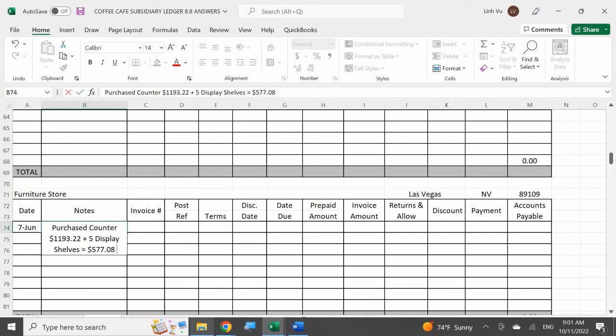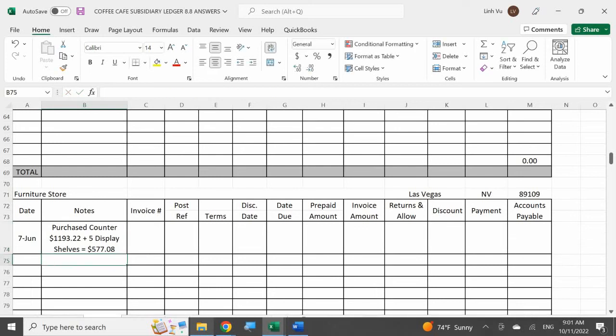Okay, so I'm going to go ahead and include tax and shipping. Okay. And then, yeah. Okay. Invoice number 69, post reference. Once again, this transaction is on General Journal page 2.